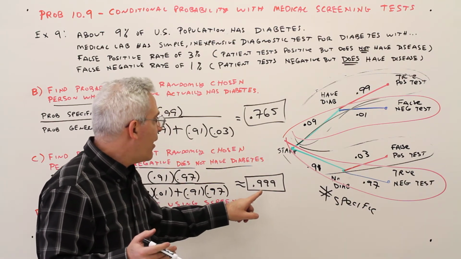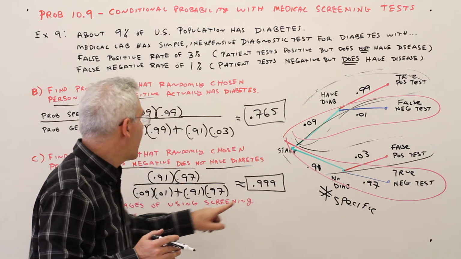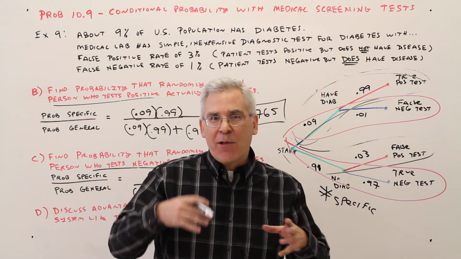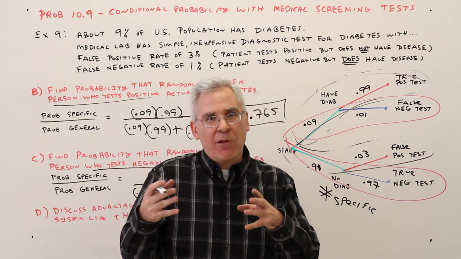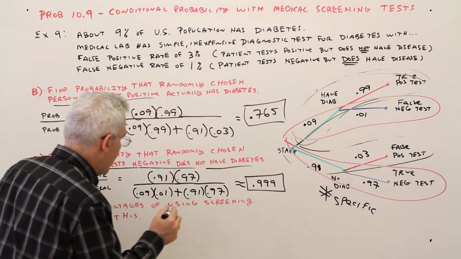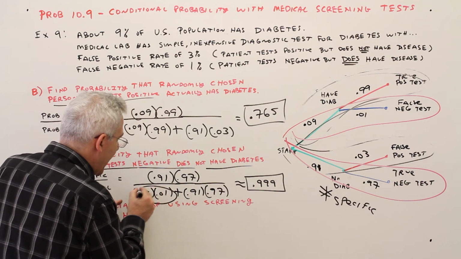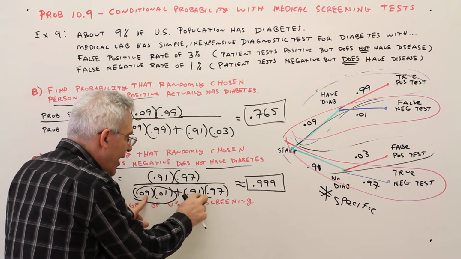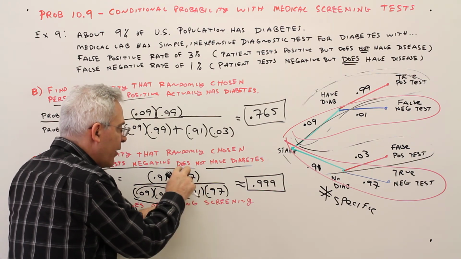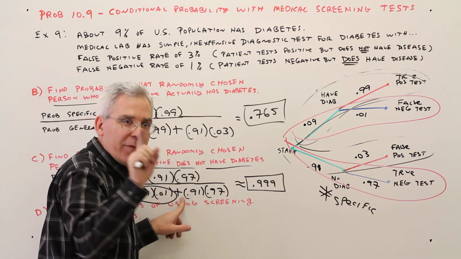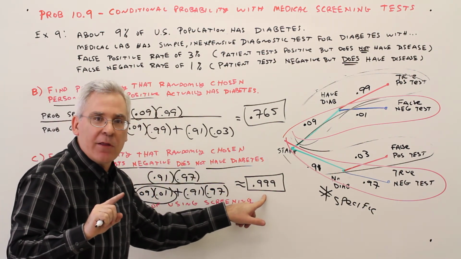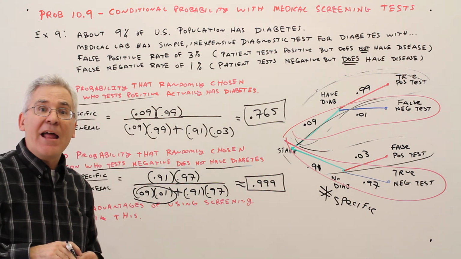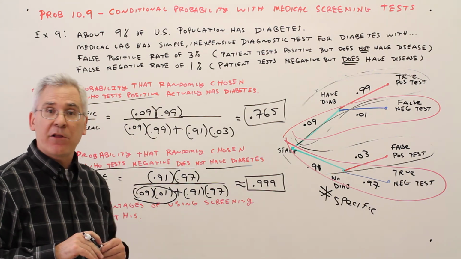The reason that works is that not a large part of the population has the disease, and the false negative rate is a low number. Look at what's happening here. We've got 0.09 times 0.01, which is close to 0, and something close to 0 added on to here is going to be close to this number. Whenever you get a number divided by close to itself, you get about 1. That's what's driving the mathematics behind that. So there you have it, how to use conditional probability with medical screening tests.